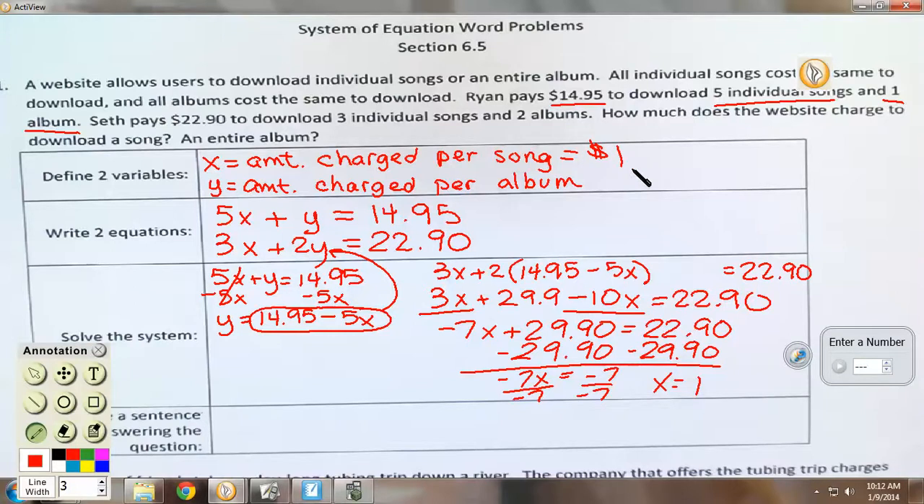Now we want to figure out how much we're charged per album, correct? Could we easily do this with the information we have? What are we going to do with this one? Plug it into the... Substitute it back in for x.